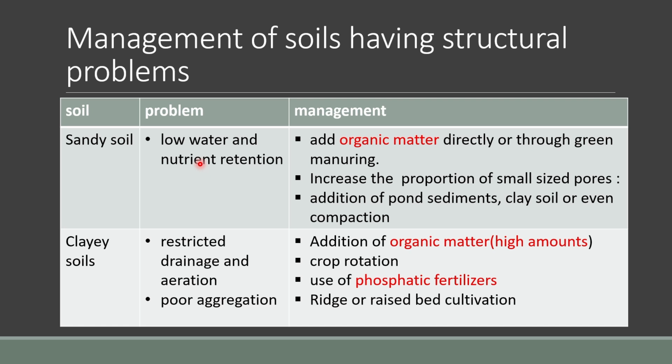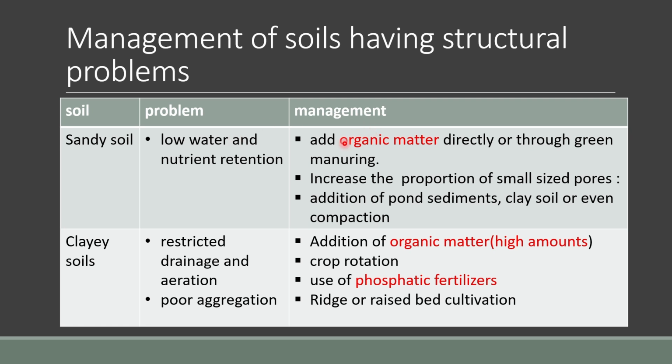The macropores will allow the movement of water and air, they are the aeration and drainage pores. Hence, the sandy soil can't retain water and nutrients. So this is the problem of sandy soil. So how will we manage it? We can't manage it completely.